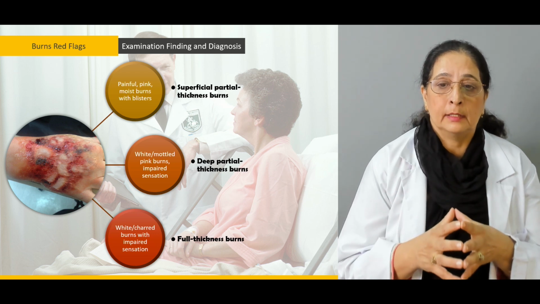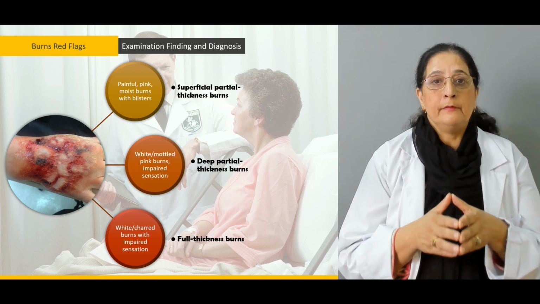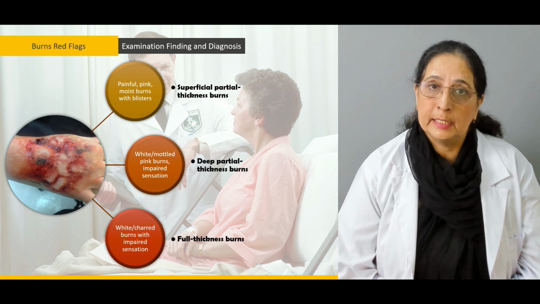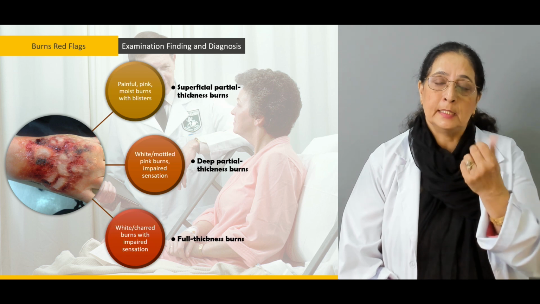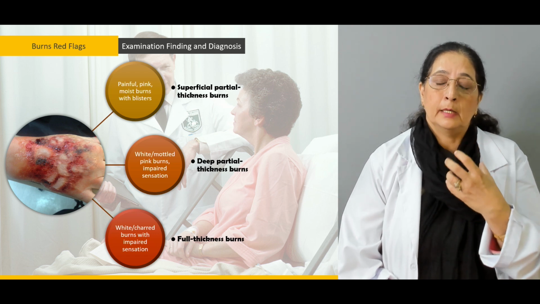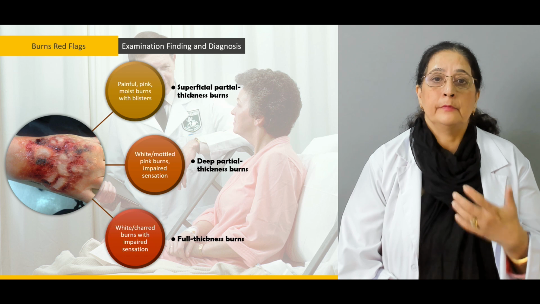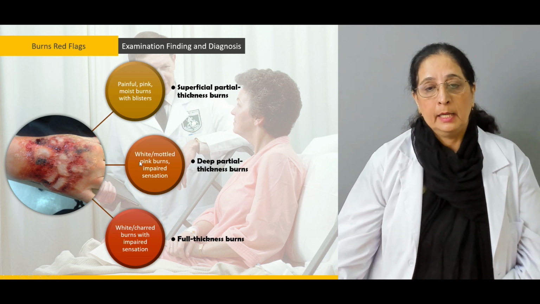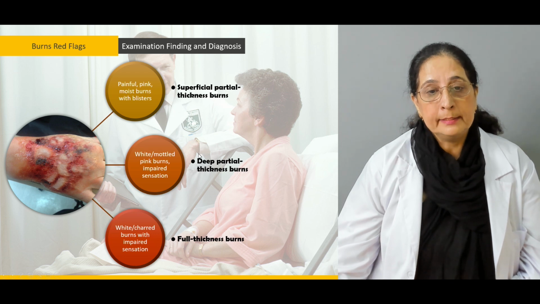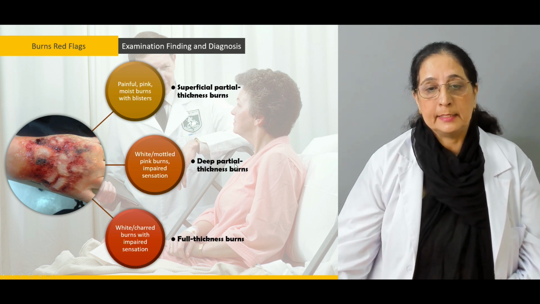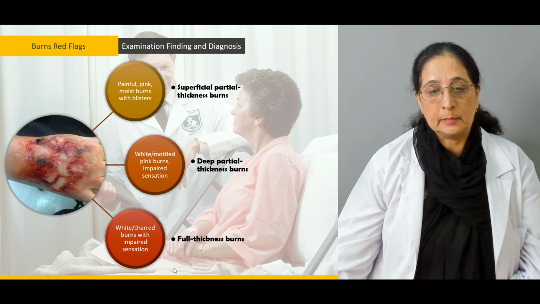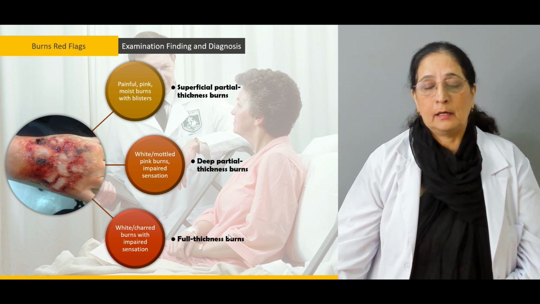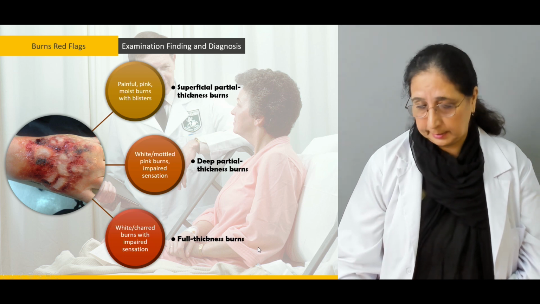First, we have pink moist burns with blisters. When the blisters break, these burns become moist. So if they are moist with blisters, that's a superficial partial thickness burn. White mottled pink burn with impaired sensation is a deep partial thickness burn, and if there are charred burns, they are full thickness burns.